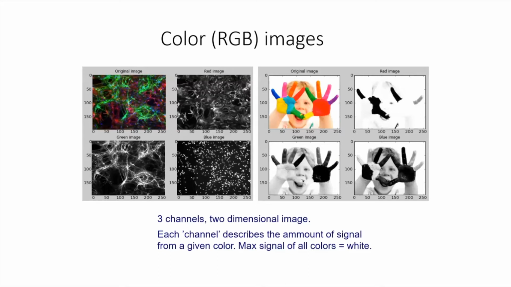Your images are usually in color, in RGB, so red, green, blue. So you have 3 channels, one for each color of your image. For example, here we have an original image, and then we separate it into the 3 channels, red, green, and blue. And each channel will have the amount of signal for this given color. The maximum is white and the minimum signal is black. So if you have all 3 channels at the maximum, then you will get a white value. And if you have the minimum, then you will get black.